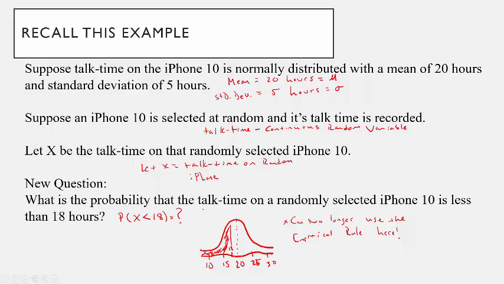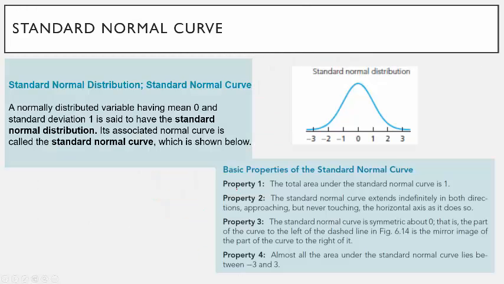To tackle this problem, we're going to use what's called the standard normal curve. This will make more sense in a little bit, but we're going to denote the standard normal curve with a z. So what exactly is the standard normal curve? When you think of mathematics, what are the two easiest numbers to work with? It's 0 and 1. So a standard normal distribution is just a normally distributed variable, and we're going to call this standard normal variable z.